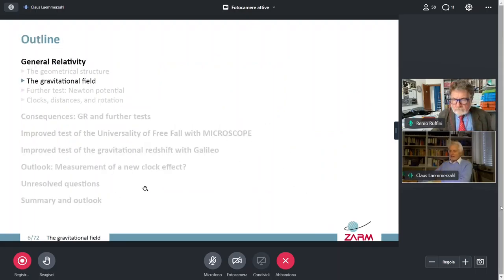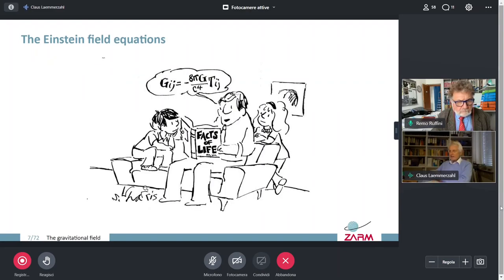There is no axiomatic approach to the Einstein field equation. You know how to derive that, so I just mentioned them. You can, of course, make a parameterized post-Newtonian framework and test how certain deviations of the Einstein field equation may look like and which consequences they have. But this is not an axiomatic approach. This is just exploring all the degrees of freedom beyond the Einstein field equation.